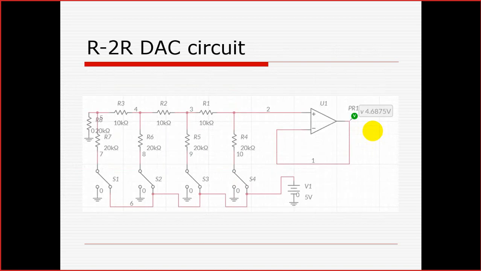And this is the circuit to simulate in Multisim Live for the R2R DAC circuit. If the switch is grounded, then it's zero. If the switch is not grounded, then it has the value, 1 or 0 depending on your setup. If it is grounded, it is 0. Otherwise, it is 1. So this is the circuit that we can use to simulate in Multisim Live.